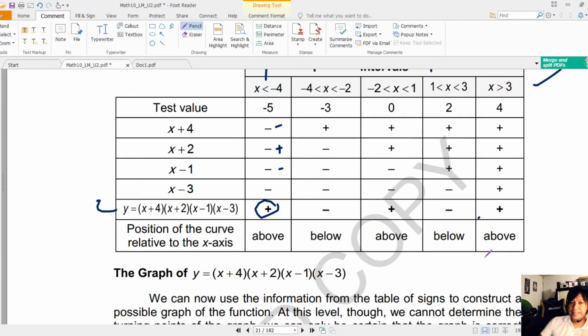Now, the position of the curve relative to the x-axis, so i-describe lang natin yung position ng ating curve. When we say curve, kung saan magto-turn yung ating graph. So, the first position here is above the x-axis. So, below, above, below, and above.